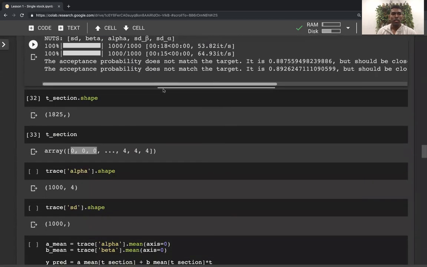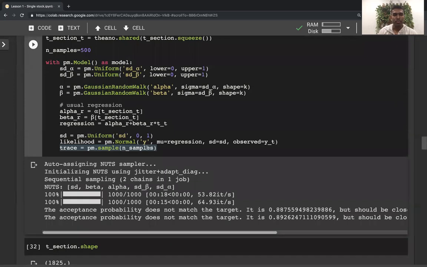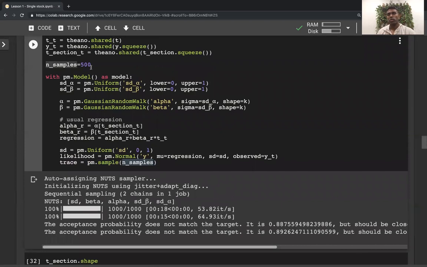So once you've done that, when I look at the trace of alpha, for example, I have 1,000 by 4. If I look at the trace of the standard deviation, it's 1,000 of the standard deviation thing. And the reason I have 1,000, so I have n samples set to 500, but for some reason, PyMC3 multiplies that by the number of cores that I have. So in this case, there are two cores that have been used. So I end up with 1,000 variables.